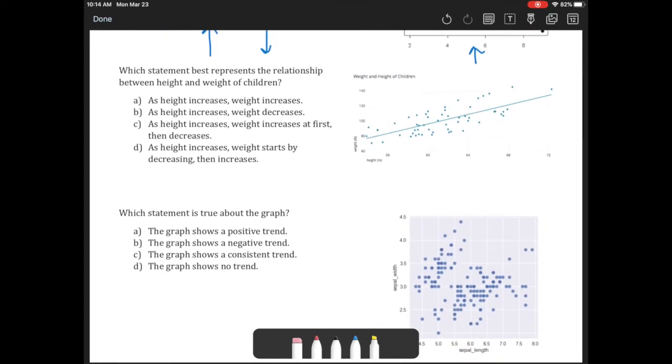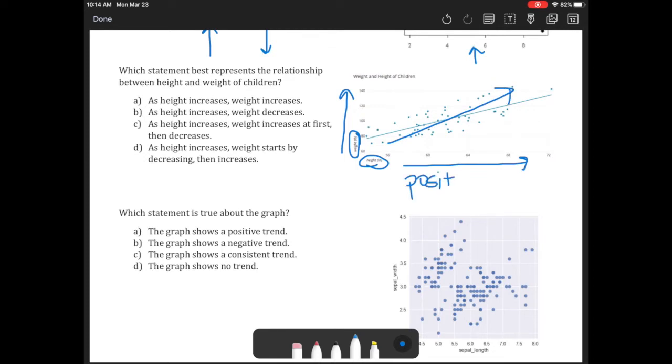Moving on to number 2. Which statement best represents the relationship between height and weight of children? So if we take a look at our graph, here's height, and you can see by the numbers, the kids are getting taller and taller and taller. Here is weight. So as the dots go up, they're getting heavier and heavier and heavier. So if you have an upward track like this, you're looking for positive. And remember, positive means that both things go up.